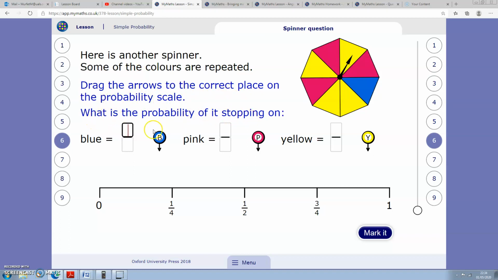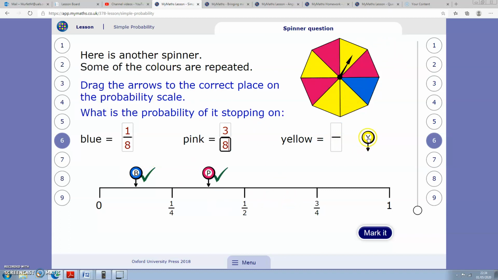What is the probability of it stopping on blue? Well, there's only one section out of 1, 2, 3, 4, 5, 6, 7, 8. 1 out of 8. So if you think that's a quarter, half of a quarter is 1 out of 8. And it's going to be a 1 in 8 chance. Pink, I've got 3 out of 8. So 1/8, 2/8, 3/8.